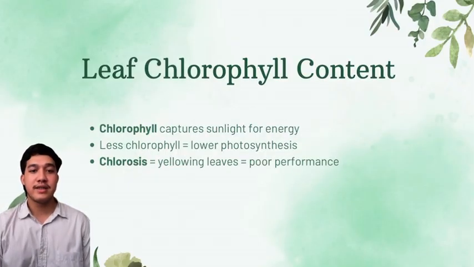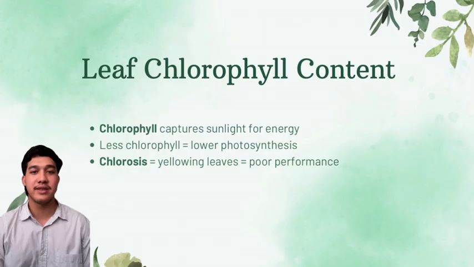Another factor is chlorophyll content. Chlorophyll is the green pigment that captures sunlight and powers photosynthesis. If the leaf has less chlorophyll, it cannot absorb as much light. This often happens when the plant lacks nutrients. The leaf may turn yellow, a condition called chlorosis, and this shows the plant is producing less food.